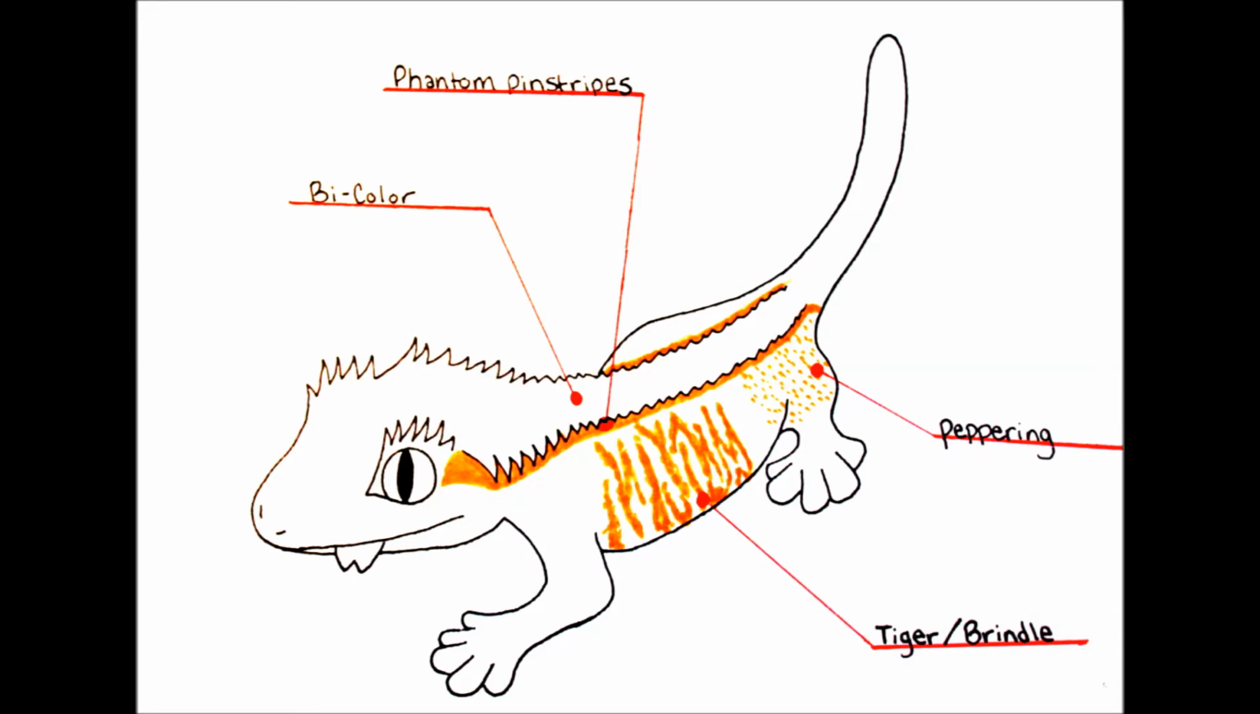Now for patterns. Crested gecko patterns can be broken down into two categories: base pattern and cream pattern. First, let's cover the base patterns. Phantom pinstripes, bicolors, tigers, and brindles all fall under the category of base pattern geckos. Peppering is an uncommon base pattern that is sometimes mistaken as the Dalmatian trait.